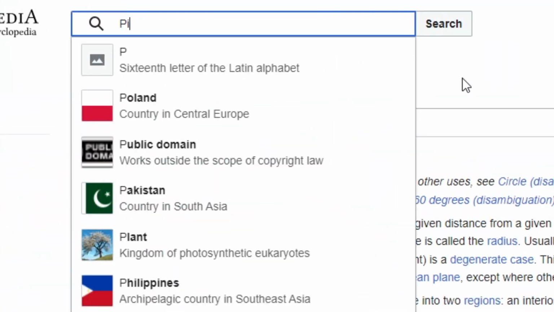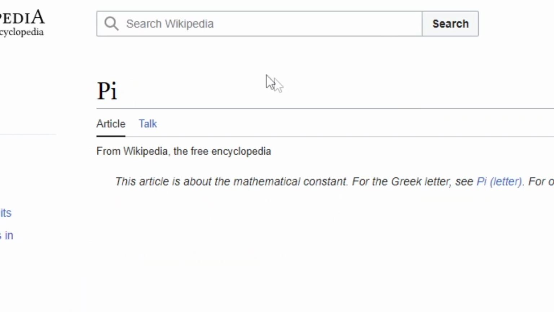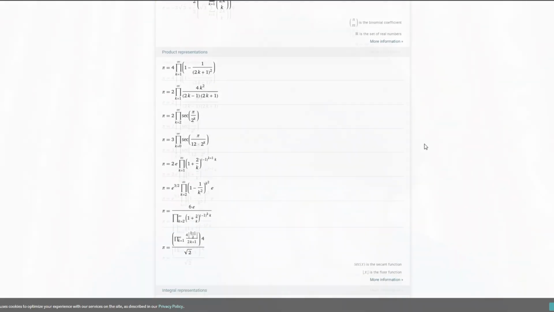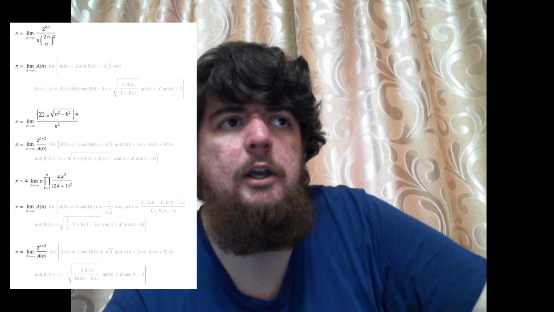Is there a way to represent pi not from a circle, but as a limit or something? Apparently there are ways to represent pi as an infinite series, as integrals, as limits, but it's not quite clear why those representations are the way they are.